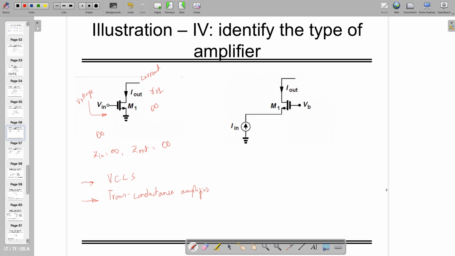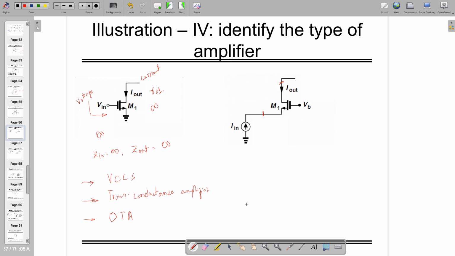Sometimes they call it an operational transconductance amplifier. Instead of calling it op amp, we call it OTA. This is just for your information: operational transconductance amplifier, rather than calling it op amp. Op amp is actually a voltage amplifier. Okay, so in this case, again it's already written, but yeah.